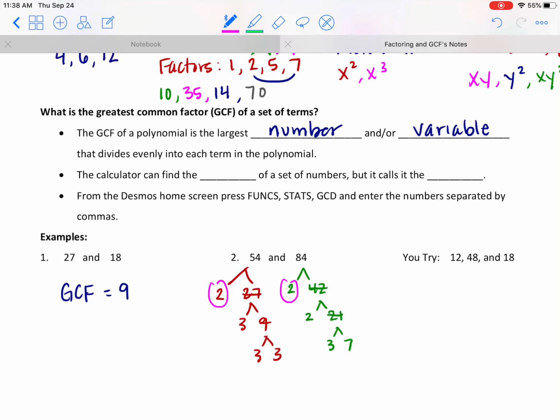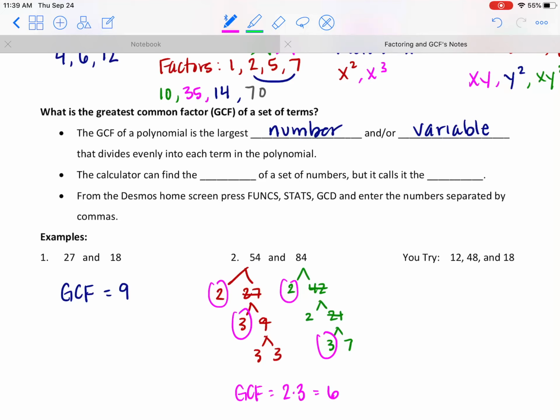So if I was looking for what's the same on both of these lists, well, they both have a 2, and they both have a 3. Is there anything else that they have in common? Well, there's a 2 left over here, but not on the red list. There's a 3 left on the red list, but not on the green list. A 7 on the green list, but not on the red list. So what they have in common, their GCF here is going to be the product of the 2 and the 3, which is a 6. So the GCF here is 6.